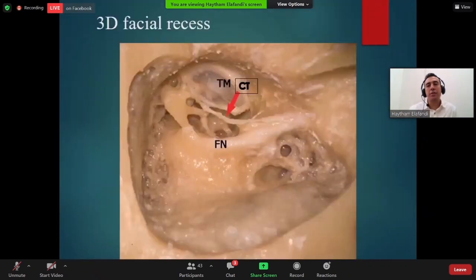Let's see another picture. This is the 3D facial recess. Here, of course, the posterior canal wall is removed to show the facial recess in 3D. You will find here the facial nerve. Here is the origin of the chorda tympani nerve as it passes through the middle ear. And here is the tympanic membrane. And here you will find the facial recess.